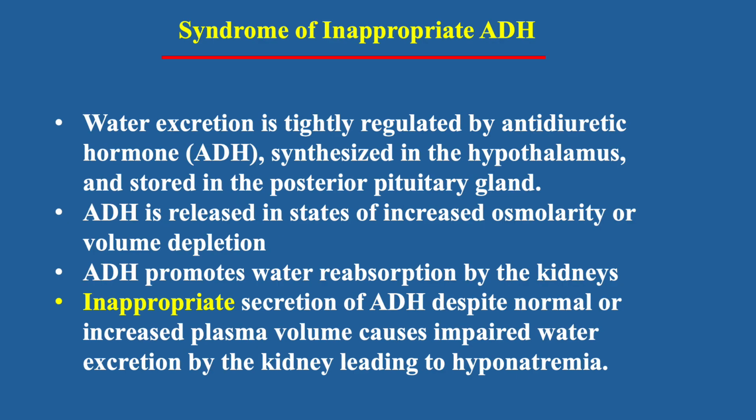Syndrome of inappropriate ADH. Water excretion is tightly regulated by antidiuretic hormone, or ADH. It's synthesized in the hypothalamus and stored in the posterior pituitary gland. ADH is released in states of increased osmolarity or volume depletion. Once released, ADH promotes water reabsorption by the kidneys. Inappropriate secretion of ADH, despite normal or increased plasma volume, can cause impaired water excretion by the kidney, leading to hyponatremia.